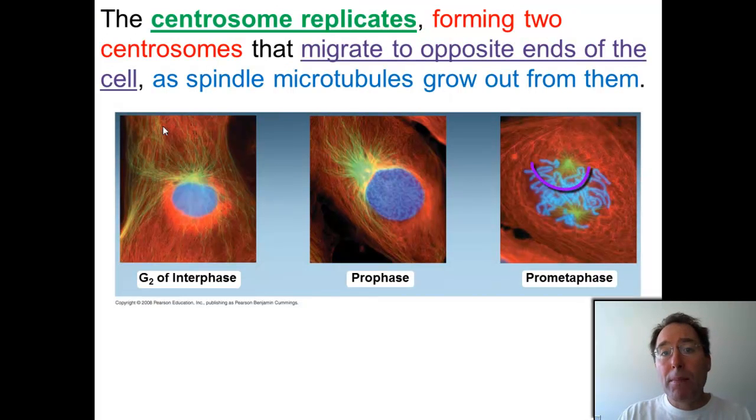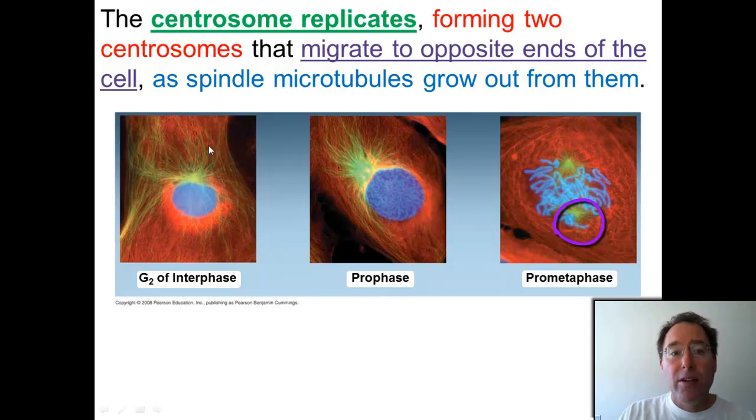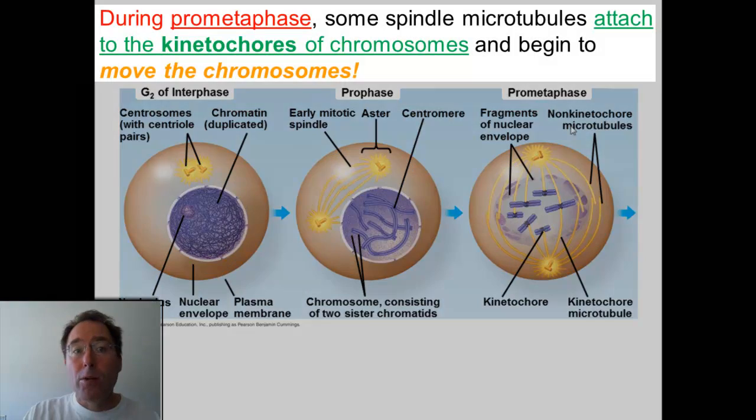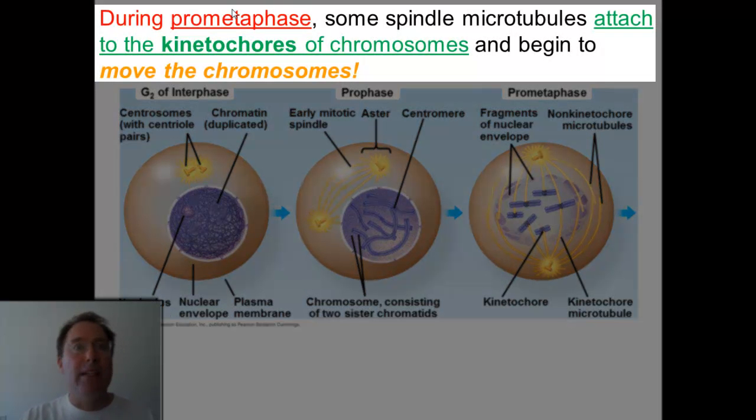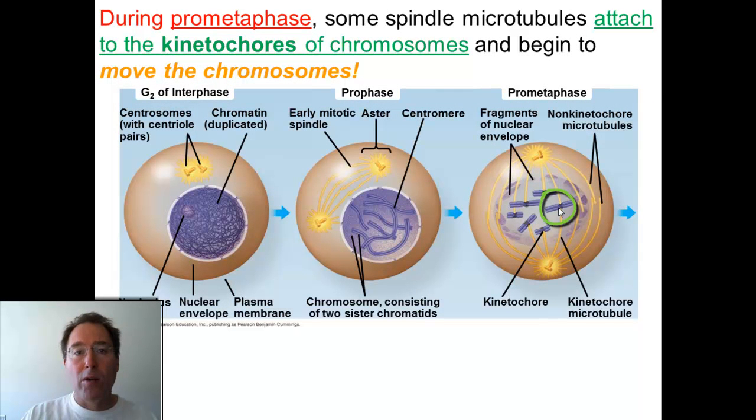When the centrosome replicates, it forms two centrosomes that then migrate to either side, and you can see the microtubules here that are growing out of them, all these lines, and they're going to very specifically bind to individual chromosomes. During prometaphase, this is kind of the new phase that science has added to the phases of mitosis, some of the spindle microtubules attach to the kinetochores of the chromosomes. And kinetochores are right here, if you will. There are a bunch of proteins that exist on the centromeres.